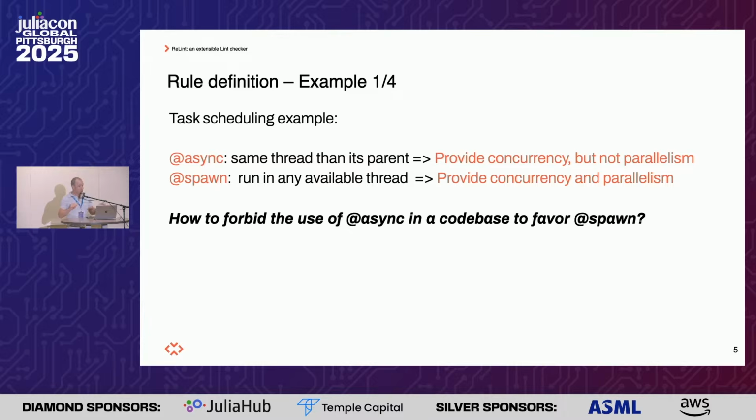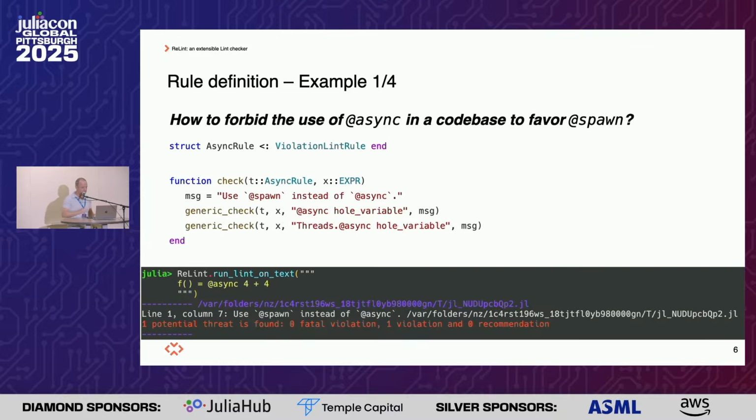Or you can use @spawn. Again, it takes an expression and runs this expression in any available thread. Both @async and @spawn provide concurrency, but @async does not provide parallelism, whereas @spawn provides parallelism. So we, as a company, took the decision to forbid the use of @async in our code base in favor of @spawn. So how can you use ReLint to enforce this rule here?